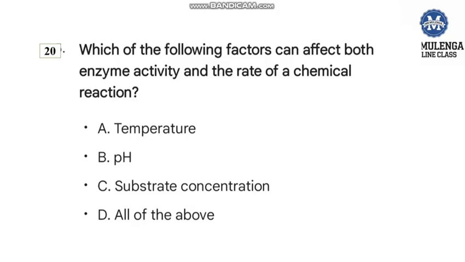So here temperature can affect both enzyme activity and the rate of a chemical reaction. pH can also affect both enzyme activity and the rate of a chemical reaction. Substrate concentration can also affect both. So you can see that all these factors can affect both enzyme activity and the rate of a chemical reaction. So the correct answer here is D, which is all of the above. So this is our answer.